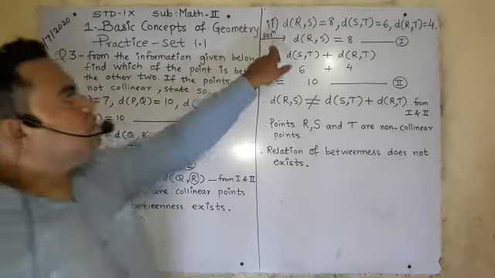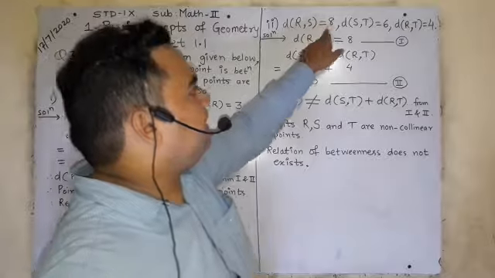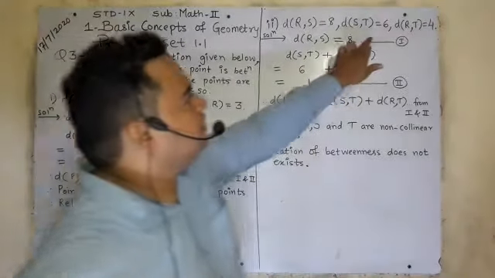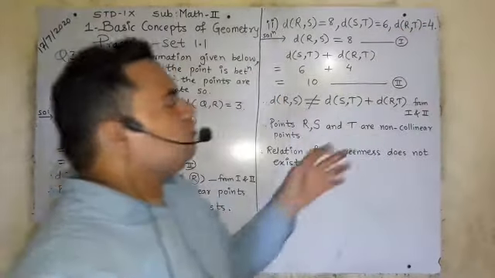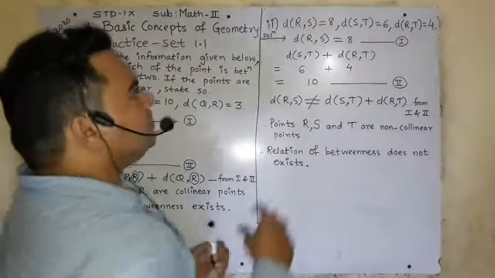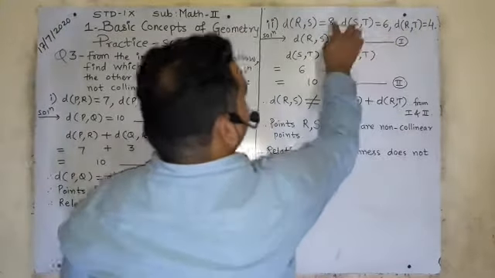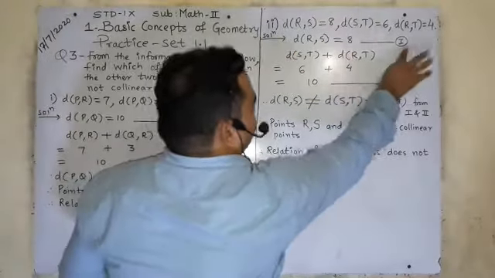Now see question number 2 here. The distance between point R and S is 8. Distance between point S and T is equal to 6 here. Distance between point R and T is equal to 4. How to solve it? First I will write the biggest, greater one. Which is greater, 8, 6 or 4? 8. So I will write distance between R and S is equal to 8. That is my first answer.